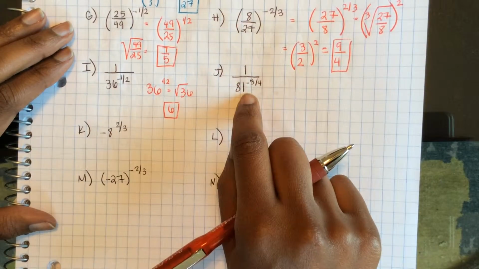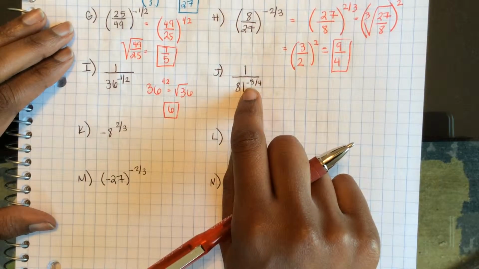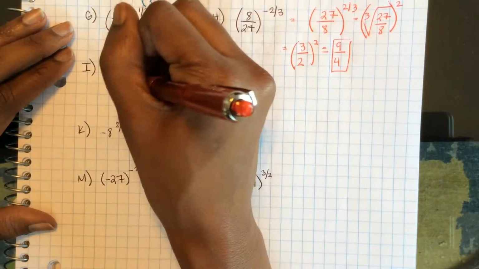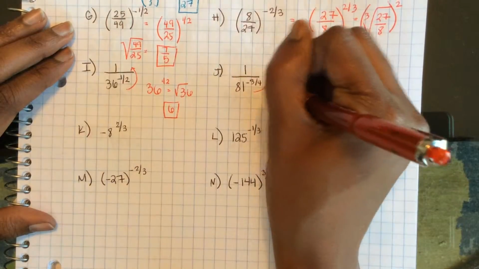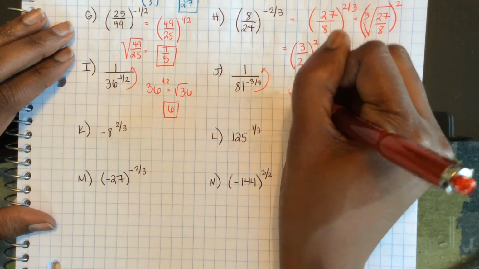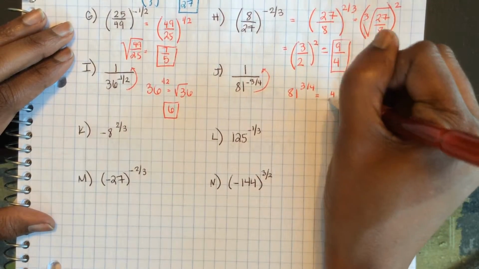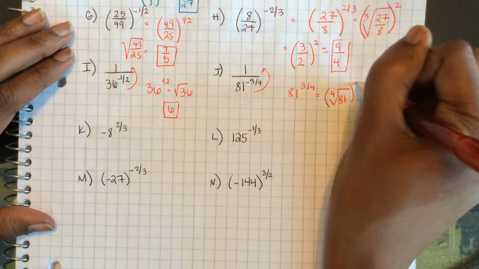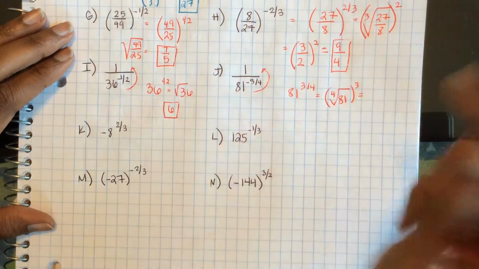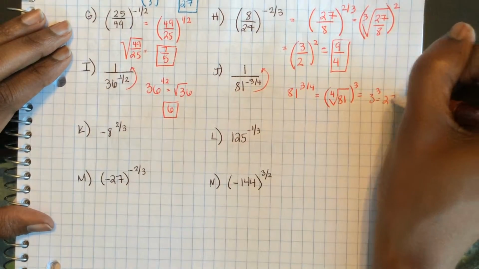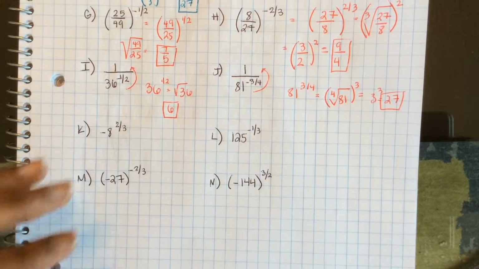Same thing with 81 to the negative 3/4. To make it positive, I move it up to the numerator. So this moved up to the top to make 81 to the positive 3/4, which is the fourth root of 81 cubed. The fourth root of 81 is 3, and 3 cubed is 27.